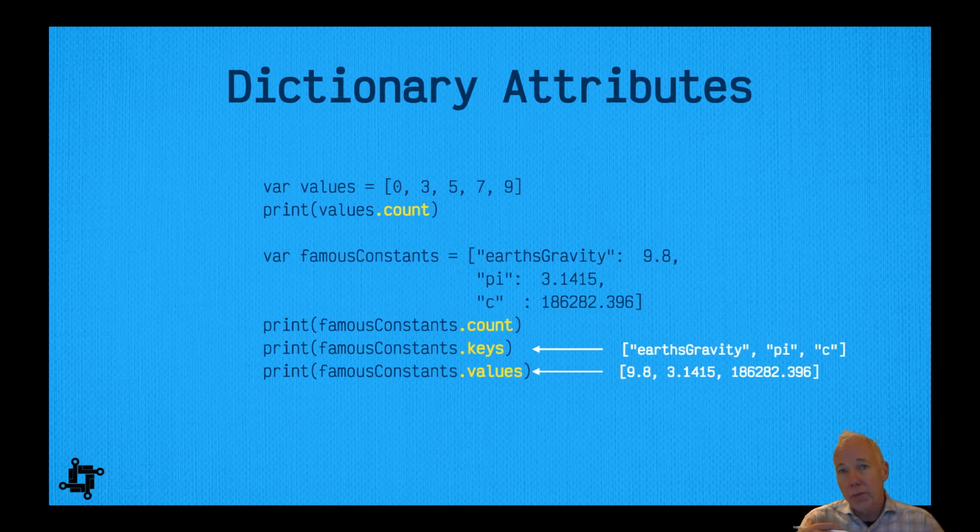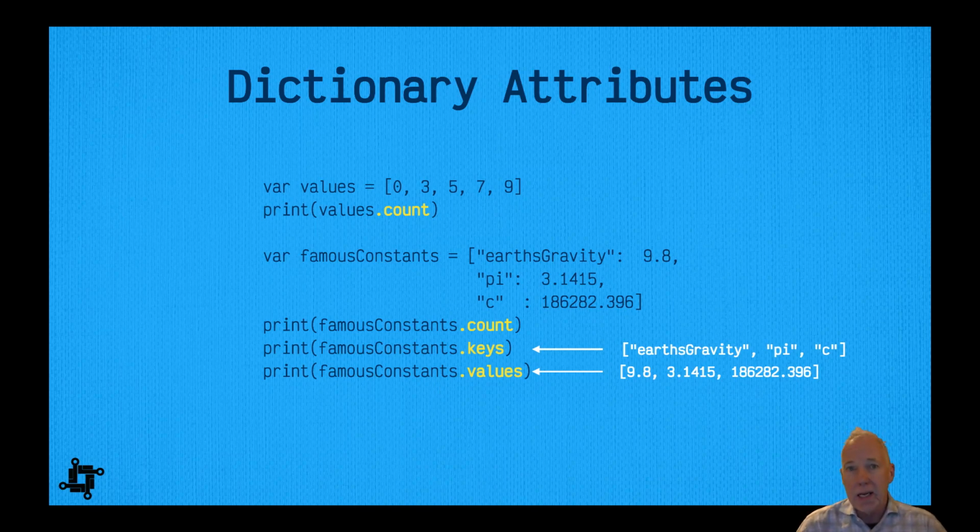Now, dictionaries have a few other attributes as well. So for example, when we talked about arrays, we said that it had an attribute called count, where we could say, hey, array, how many elements do you have in it? Well, it turns out that for dictionaries, it's very similar. You also have a count, except it's the number of key value pairs that you have. So in this case, if we said count on famous constants, we would get back a value of 3. It would be 3 different key value pairs.